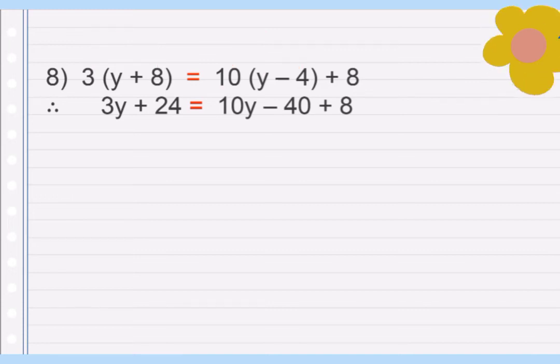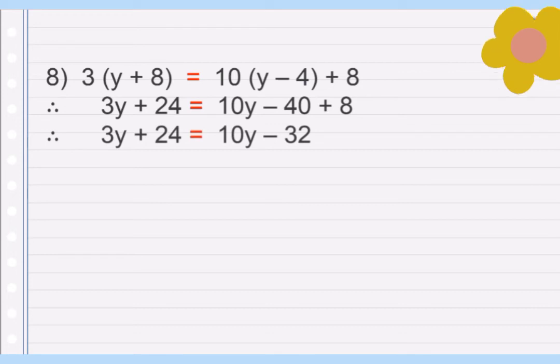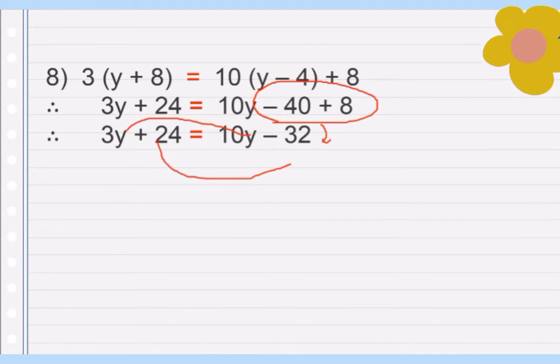Now my dear students, first of all here 3y and 10y carry a single variable. Now plus 24, and here minus 40 plus 8 will become minus 32. Minus 40 plus 8 is minus 32. So here 3y and 10y. You can see on the right hand side 10y is positive, so it will shift from right to left and become minus, and plus 24 becomes minus 24 when it is shifted from left to right.